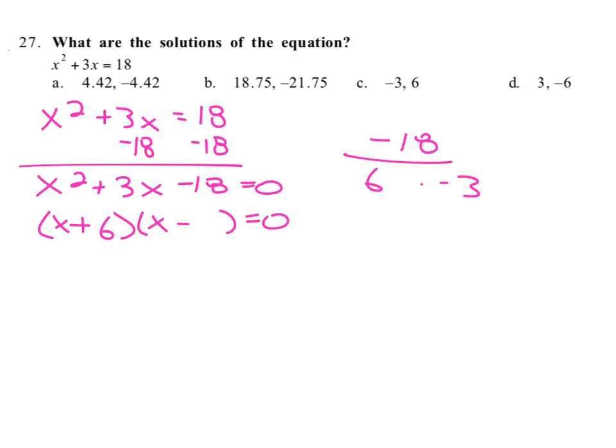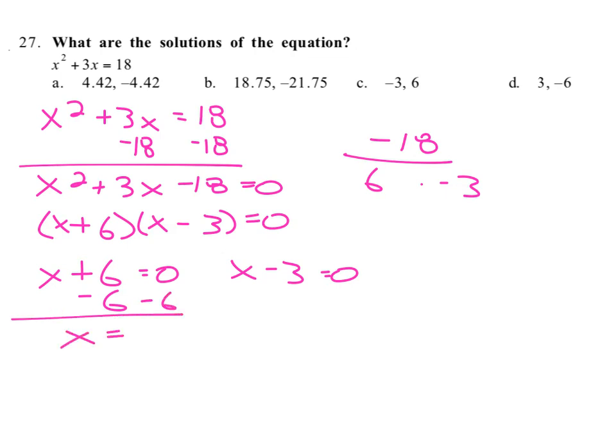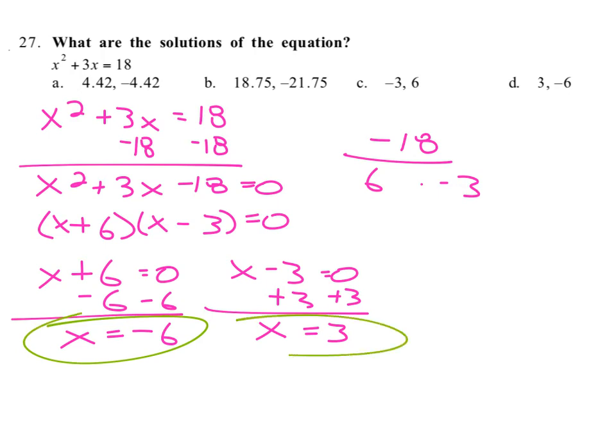So the positive number is 6, the negative number is 3, and now we're going to say x plus 6 could be the one thing that's equal to 0, x minus 3 also could be equal to 0. What are the numbers? X equals negative 6, x equals 3. Those are our two values. And where do we see them up top? 3 and negative 6. We see that in D. One more to go.